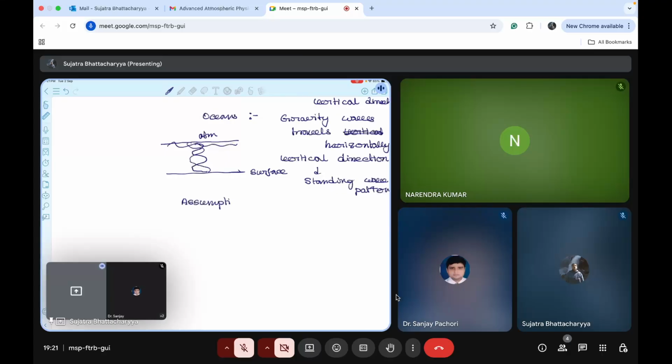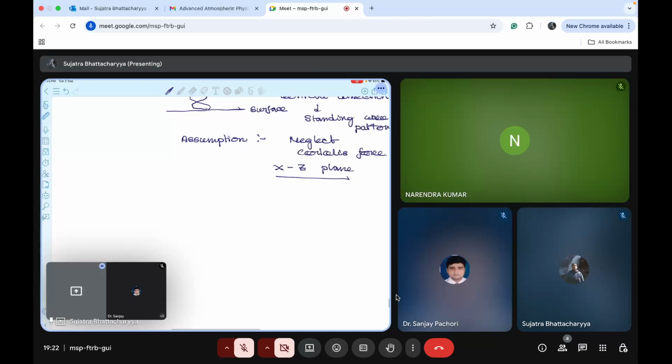One of the assumptions of this is that we will neglect Coriolis force. Okay, this is one of the assumptions, and we are taking the XZ plane. We are not taking the Y axis. Too many axes will complicate the process, so we will not take that. Okay, and this is one.